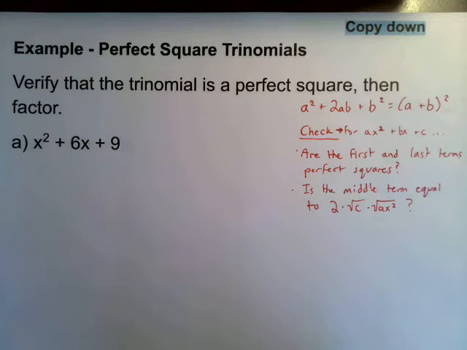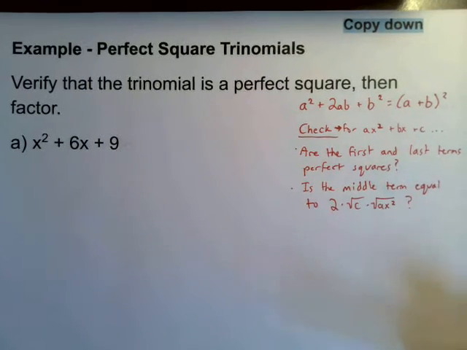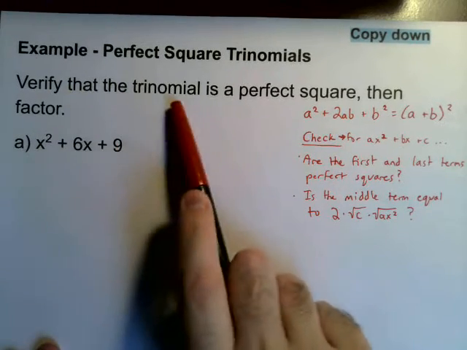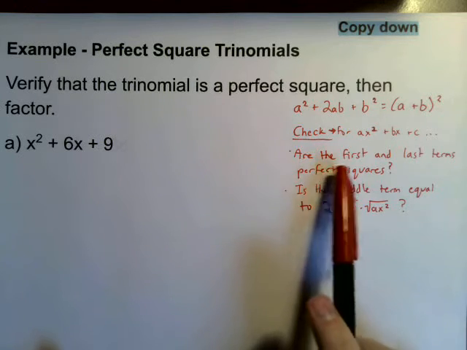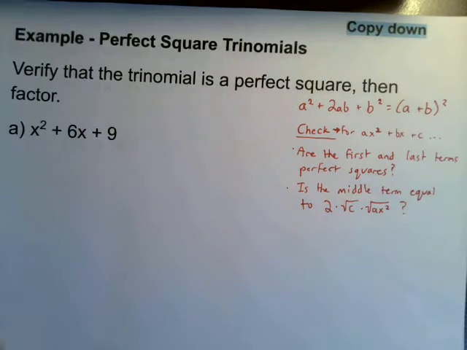We're just looking at this because it's an additional strategy for your toolkit that also is more efficient, if it fits the pattern, that is. So there's a couple things we have to check to verify that the trinomial is a perfect square. The first thing we need to ask ourselves is, are the first and last terms perfect squares? So let's have a look at that.